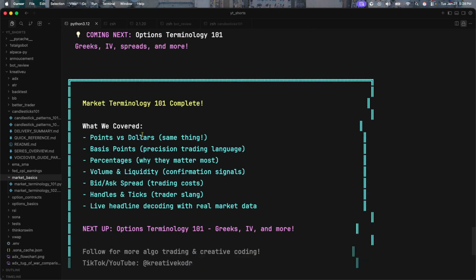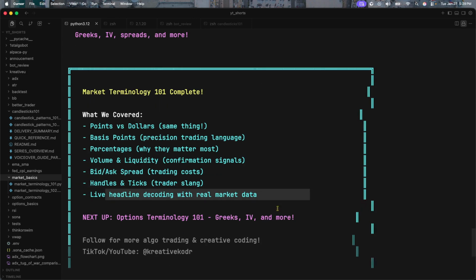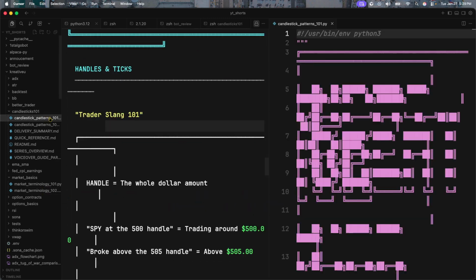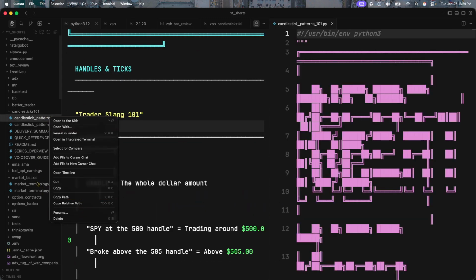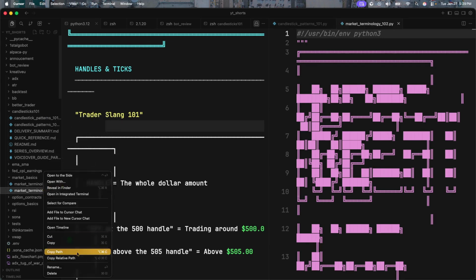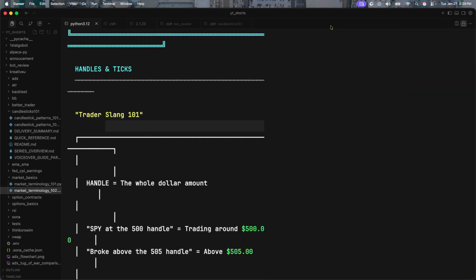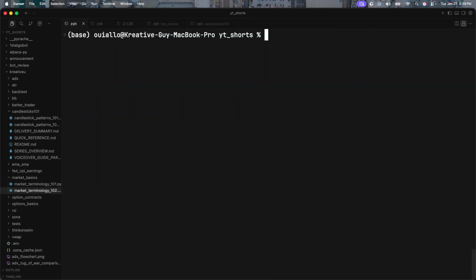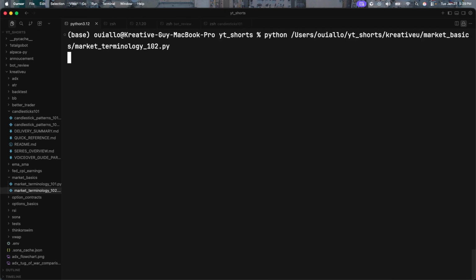So this is what we broke down: being able to understand points versus dollars, basis points, percentages, being able to go over volume and liquidity, understanding bid and ask, handles and ticks, and we went over the live data. Now what we're going to do is go into our, we have one more that I want us to do real quick. This 102, and 102 is just going to solidify a little bit more things for us.